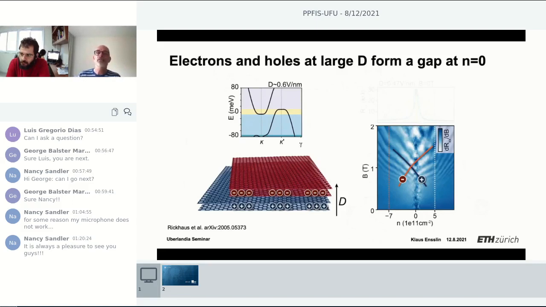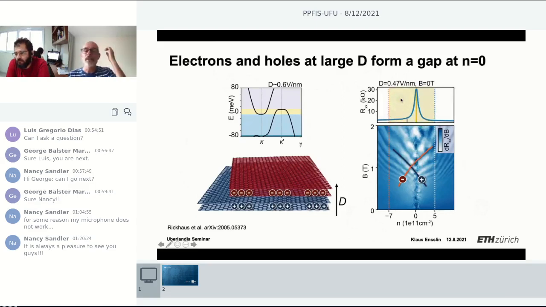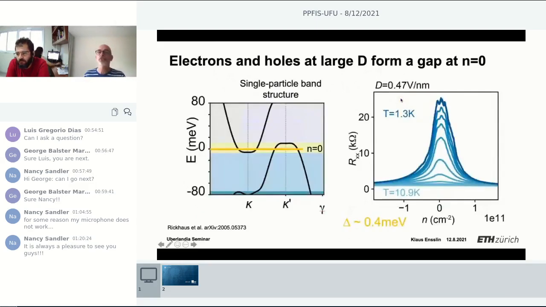So here you see the resistance as a function of density. You see it peaks nicely at zero density. You can measure it as a function of temperature, and you see it decays for high temperatures. That allows you to get a gap out of it by doing some activation analysis. And that roughly agrees with what you expect from the calculation.